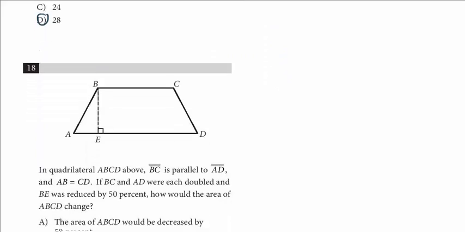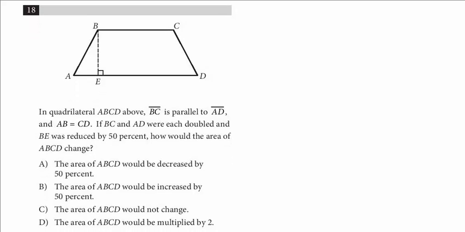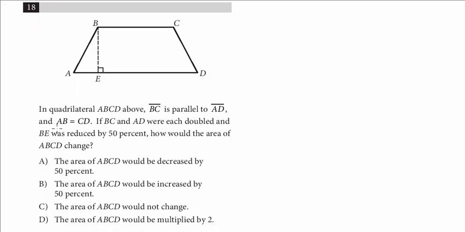All right, we've got one more question. It's number 18. In the quadrilateral ABCD above, BC is parallel to AD, and AB equals CD. If BC and AD were each doubled and BE was reduced by 50%, how would the area of ABCD change?